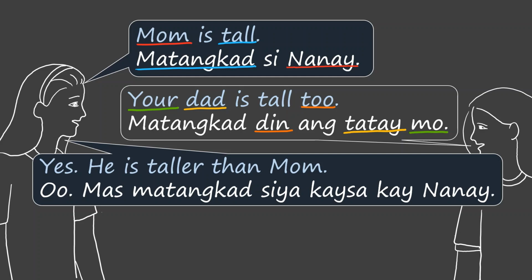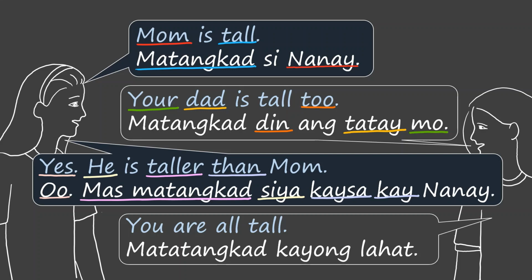Yes, he is taller than mom. Oo, mas matangkad siya kaysa kay nanay. Yes, oo. He, siya. Taller, mas matangkad. Than is kaysa. When we follow the word than with a proper noun, such as mom, we use kaysa, kay.